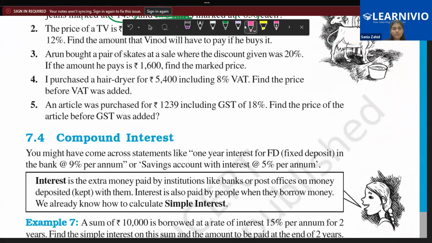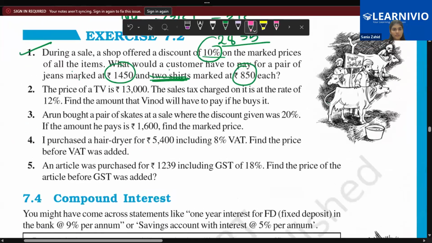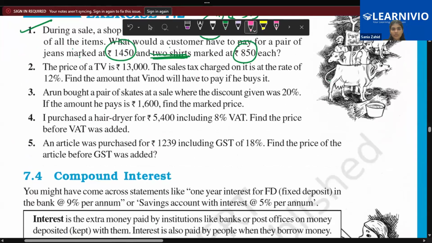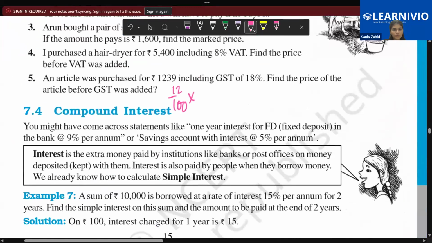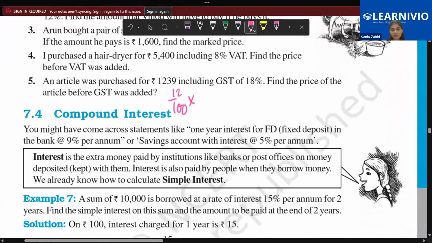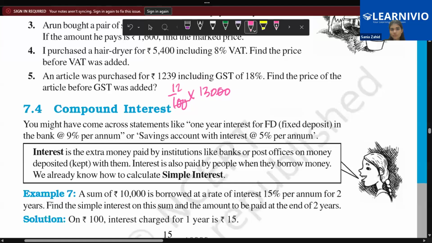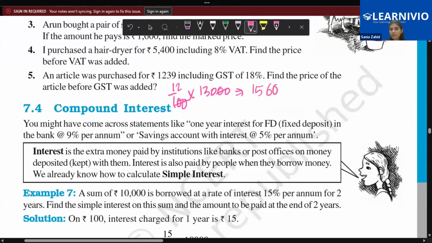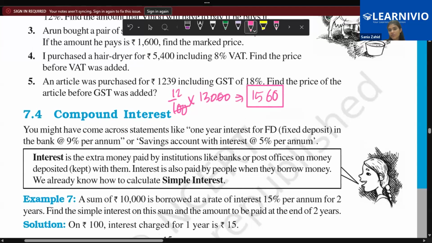Or children, wait, I shall first discuss the answers as well, right? Second one: you will get 12%. That means you will get 12 by 100 into 13,000. Cancel two zeros with two zeros. What is 12 into 13? Ma'am, 1560. And then one more zero you have. 1560 is 12 into 130 only. Is everyone getting 1560? Yes.